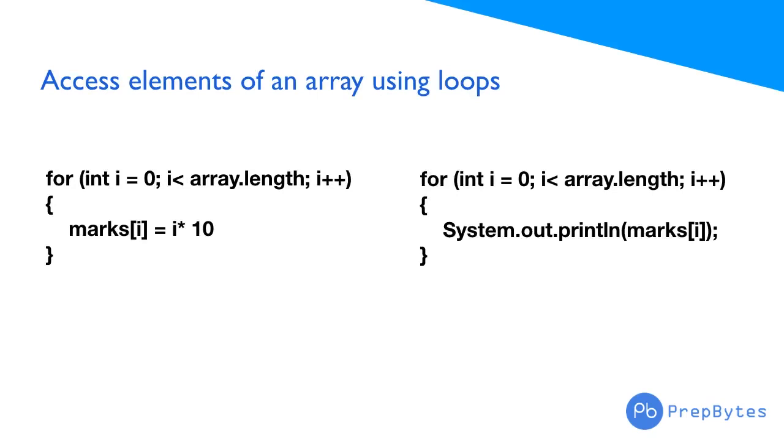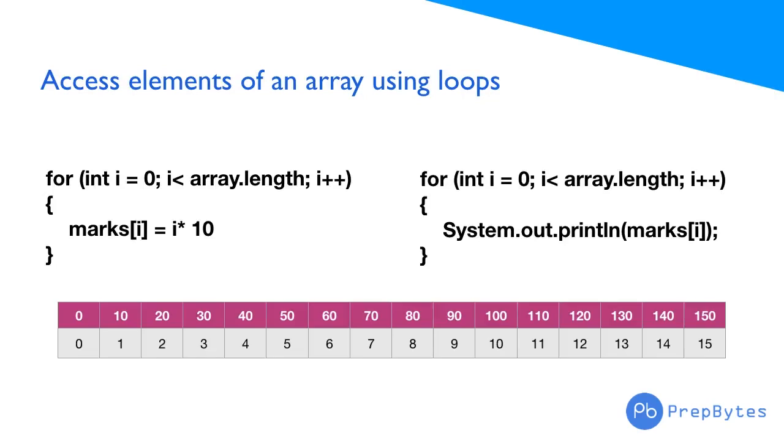So when i is 0, we will have marks[0] equal to 0. When i is 1, we will have marks[1] equal to 10. Similarly, when i is 2, we have marks[2] equal to 20. So this is how we can access elements of an array to assign some values. In order to print the values, we can do the same thing. We can access the elements in the same manner. It's just that we'll be using the print statement. So this is how our array will look after this first operation.